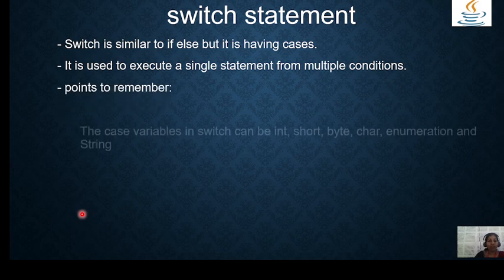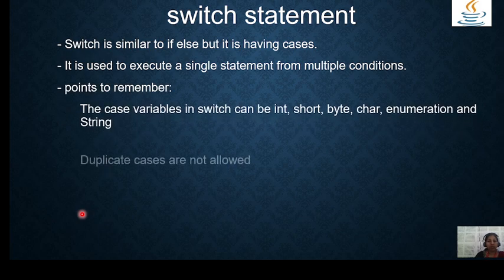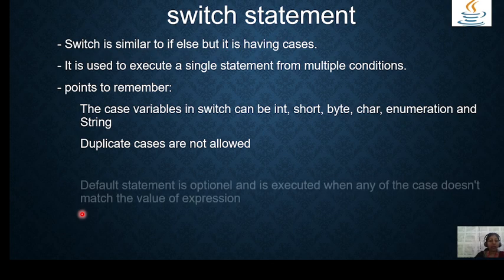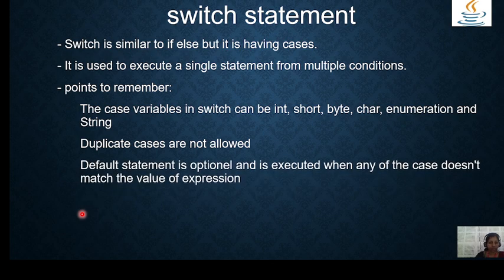As we said, there are different cases. So what can be the variable in the switch? It can be an integer, short, byte, or character. These are the primitives. Except for those, enumeration and string are also acceptable, and duplicate cases are not allowed in the switch cases.